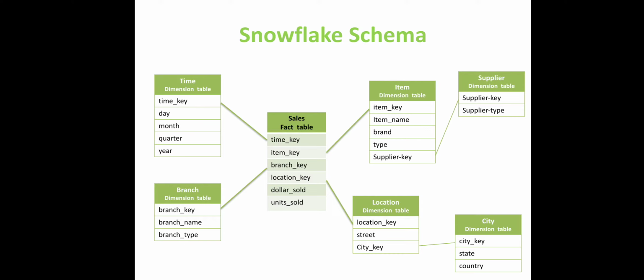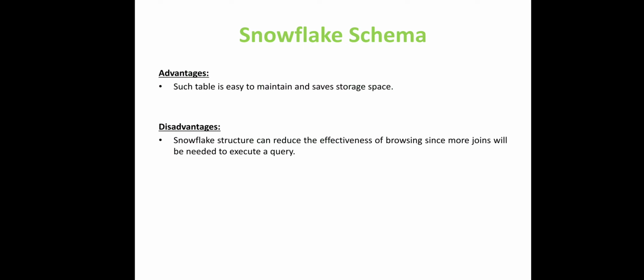So, what will be its advantages? These tables are very easy to maintain and they also save the storage space. The disadvantages are that it can reduce the effectiveness of browsing of data since we require more joins. As we are creating a number of tables, because of this normalization the table count is increasing, and because of this we will require more joins.